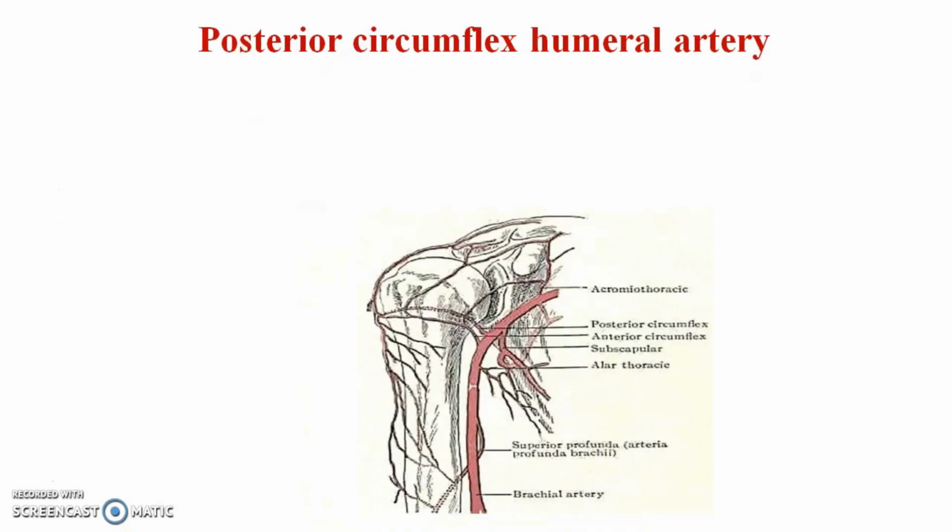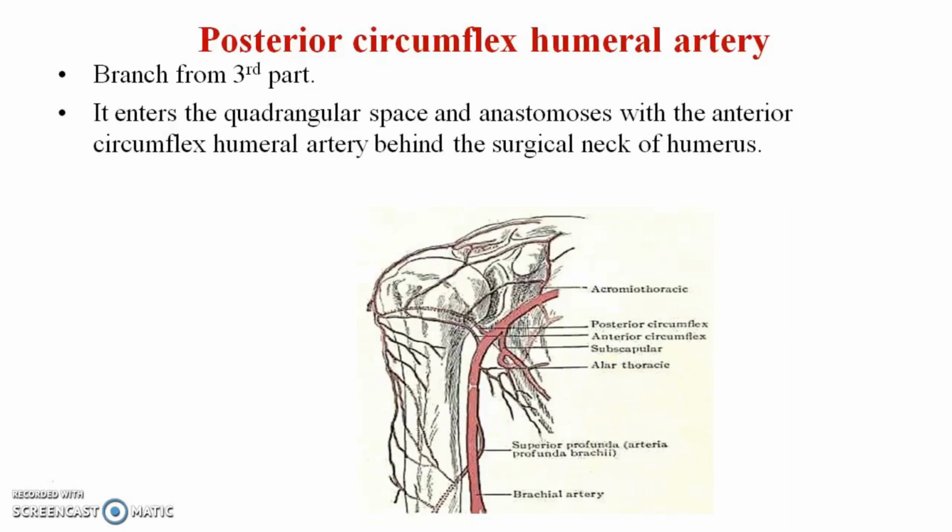That's all about anterior. Now we will move on to posterior circumflex humeral artery. Same, it is arising from the third part of axillary artery and it is going to enter a space called quadrangular space. After entering the quadrangular space, it is going to anastomose with anterior circumflex humeral artery, which is present behind the surgical neck of humerus.